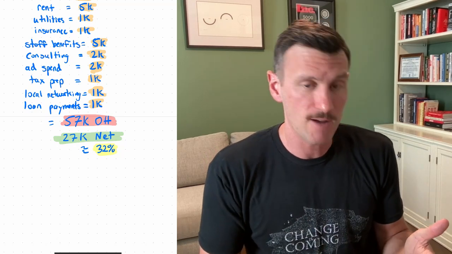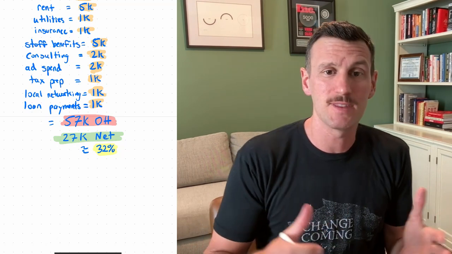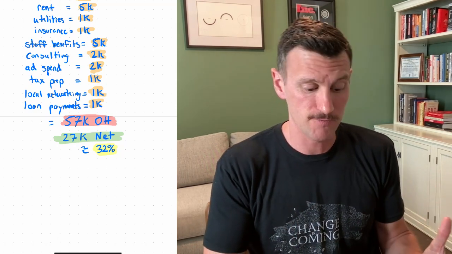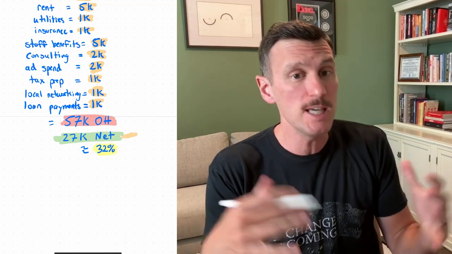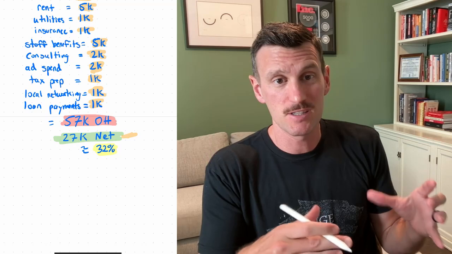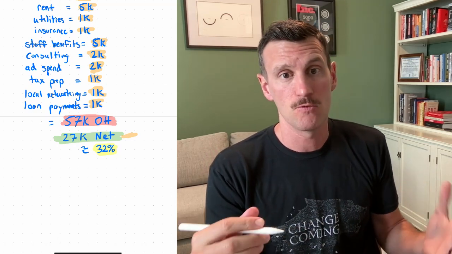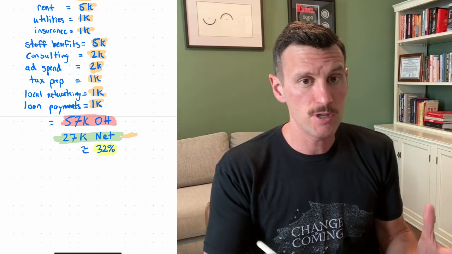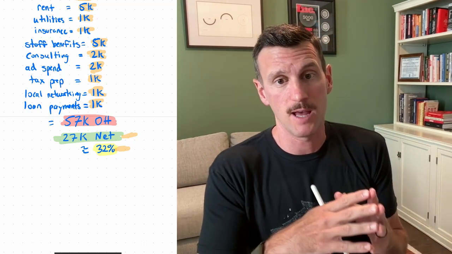So $57,000 in overhead. And then you have $27,000 in net revenue left over. So this green amount right here, this is your net revenue. This is what you're keeping before taxes, right? This is what you'd have to pay taxes on, but this is your revenue before taxes. So essentially what we consider net revenue, all right? That's 32% of your total amount is what you have left for net.